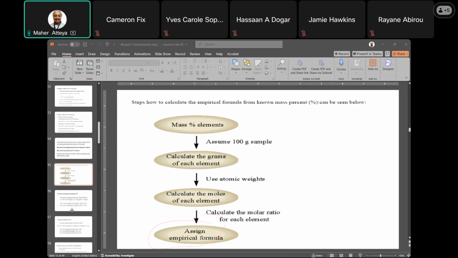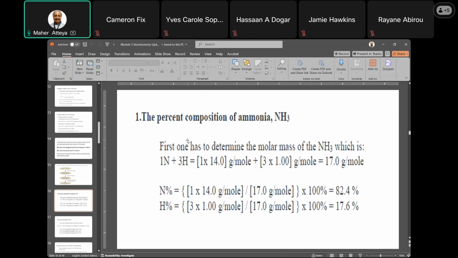So let's look at the example. Maybe the example will help us understand much better. So let's look at the example here. And this type here, we're not asking about the empirical formula per se like this. This one will give you the percentage composition of each element. It wants from you how many percent nitrogen inside this compound, how many hydrogen in this compound.